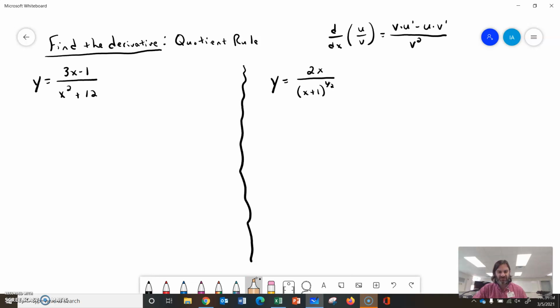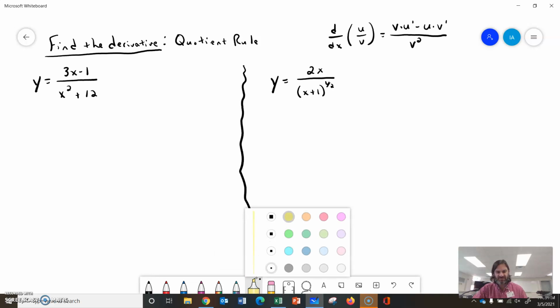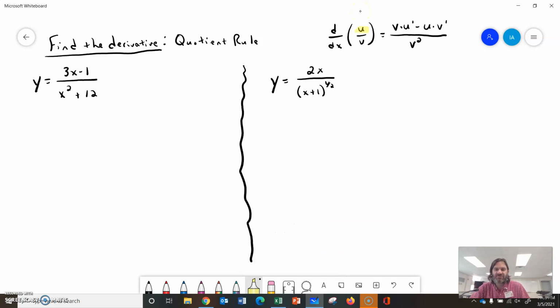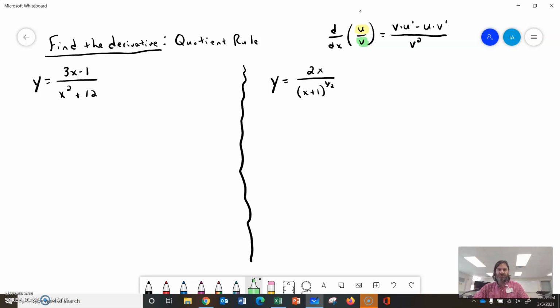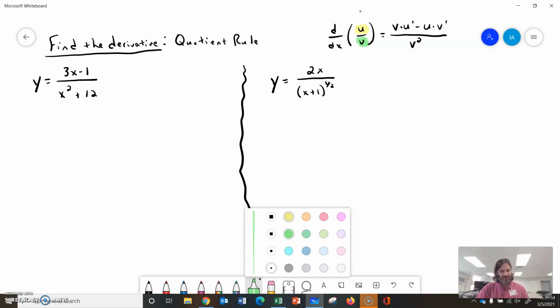Okay, we're going to find the derivative using the quotient rule, maybe some other rules as well. But a quotient derivative is u over v, so there is a u for a numerator and a v for a denominator. And the order of the derivative is very important. It's v times u prime minus u times v prime, and that's all over v squared. So we need to identify the parts and make sure we can take the derivative of them accordingly.